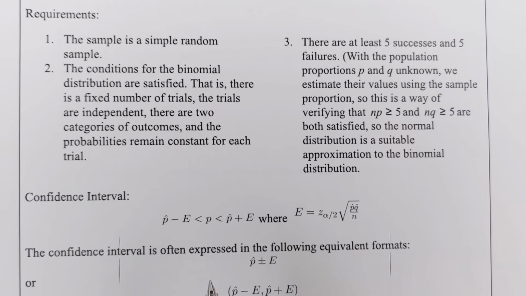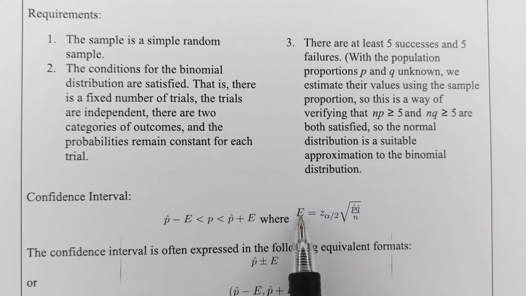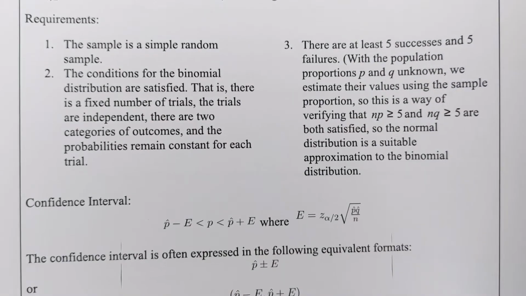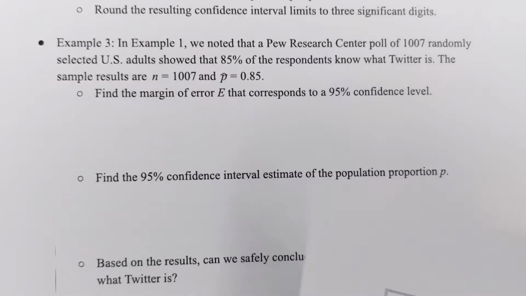So here's actually how you construct it mathematically. We need to calculate the error value first using this formula. And then our proportion is somewhere between p hat minus the error and p hat plus the error. Our error tells us how far up or how far down our values can go. Sometimes you'll see it written like this, or as an interval written like that. Round the confidence interval limits for p to 3 significant digits. So depending on your measurement, you'll have different things.